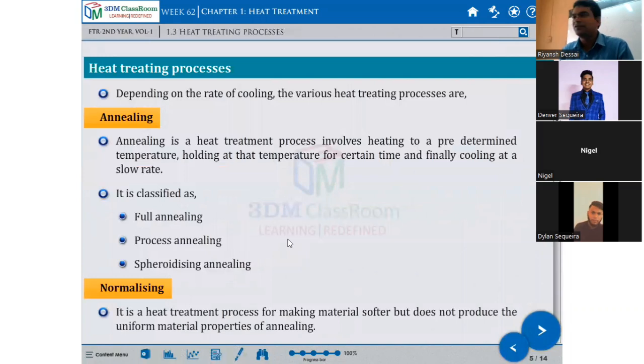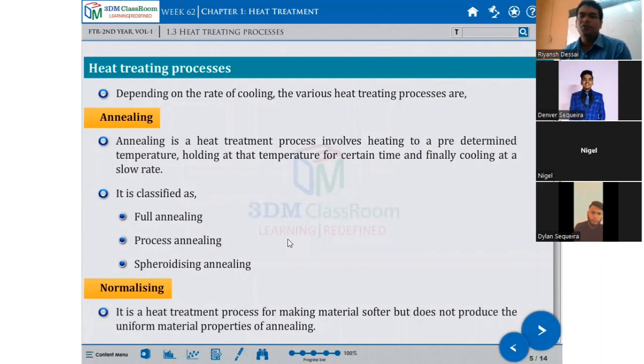Now the heat treatment processes. I already explained this process before; this is just for revision purposes. Depending on the rate of cooling, the various heat treatment processes are as follows. The first one is annealing, which means making the metal soft.